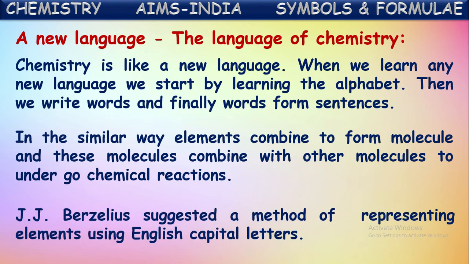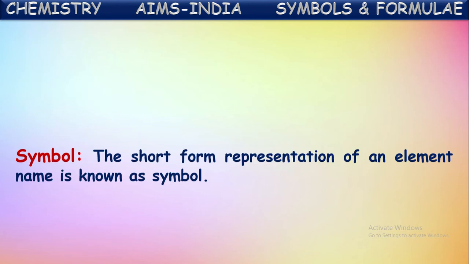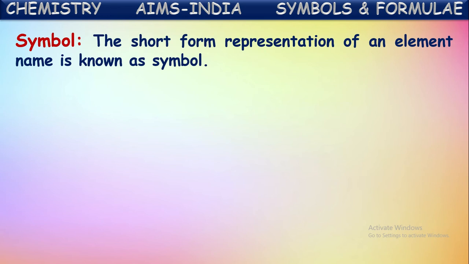J.J. Berzelius suggested a method of representing elements using English capital letters, that is called a symbol. The shorthand representation of an element's name is called its symbol. Instead of writing the complete name of an element in chemical reactions, by representing a symbol we can represent an element. That shorthand representation of an element's name is called the symbol of that element.